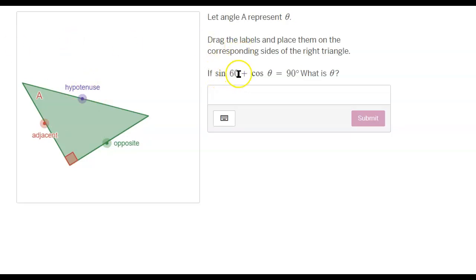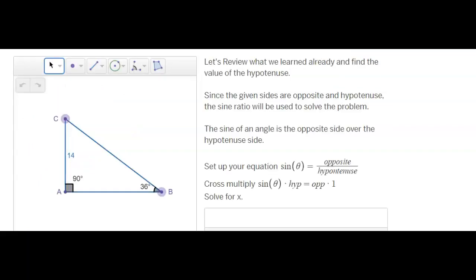If sine 60 plus cosine 0 equals 90, what is theta? Well, in this case, we don't have any measurements, so maybe we should check our next slide because I think something's missing. Oh, good, something was definitely missing. Now we have some measurements in here.